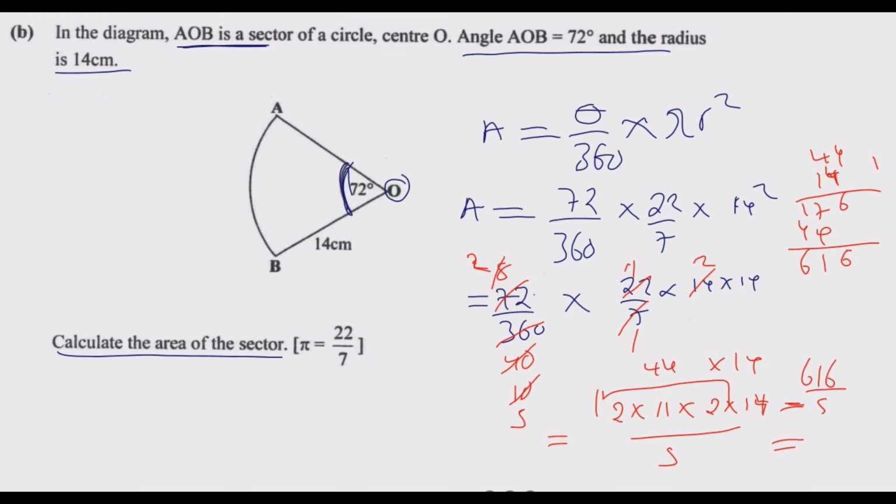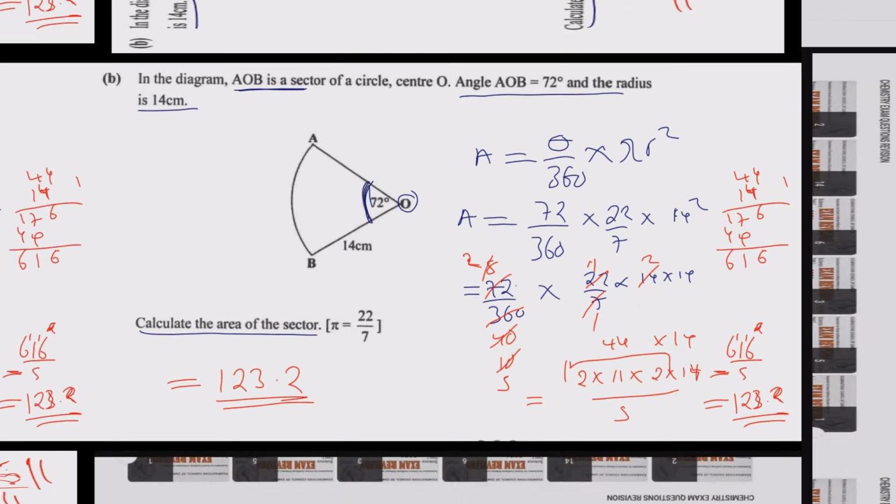5 into 6 is 1, remainder 1. 5 into 11 is 2, remainder 1. 5 into 16 is 3, remainder 2. Then 5 into 2 is 0.2. So I end up with 123.2. So the answer there is 123.2. So this is how you answer this question to get 2 marks. Then plus the other 2 you get 4 in total.